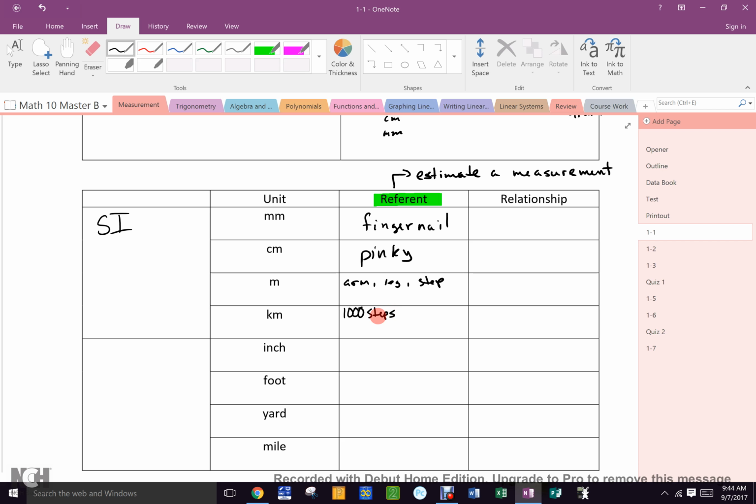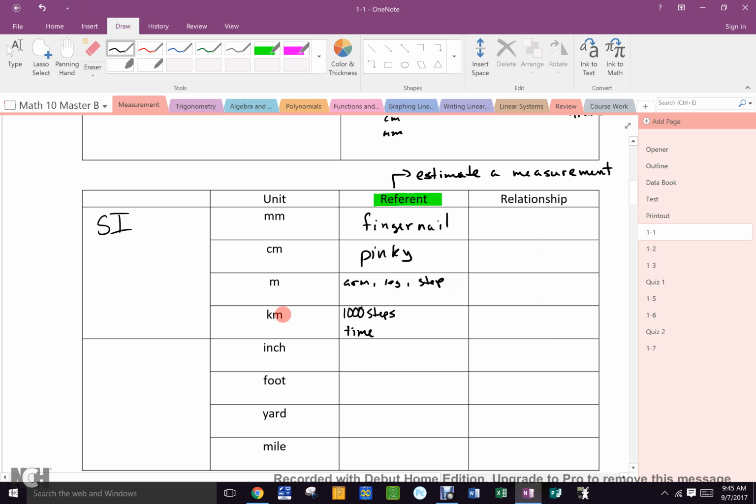So 1,000 steps, Lexi, absolutely 1,000 steps, because one step is about a meter, 100%, right? Or you could use time. If you're driving down the highway or down the street at 60 kilometers an hour, in 1 minute you've gone a kilometer. So it's about 1 minute of driving in the city. Cool? Excellent.